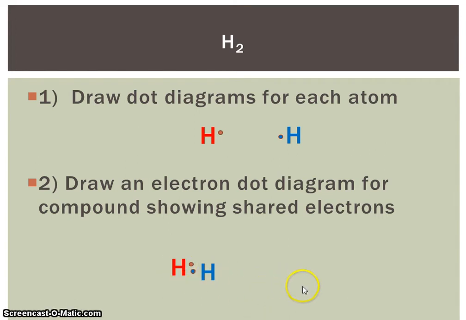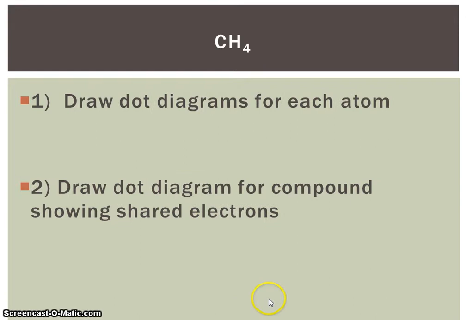Okay, let's try a little bit harder one. This time, CH4. So we're going to have 1 C. There's the dot diagram for C. Remember, it has 4 valence electrons. And we have 4 H's. 1, 2, 3, 4. Now, once you've drawn them separately, this becomes kind of like putting a puzzle together. Now, carbon is going to want to have 8 electrons around it.